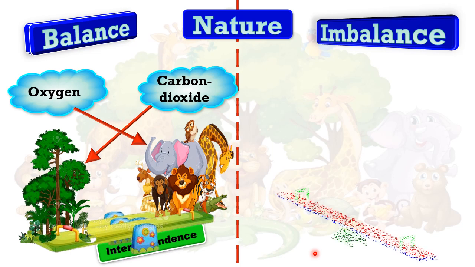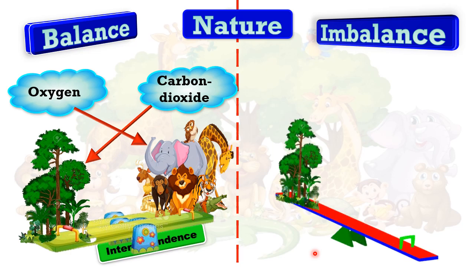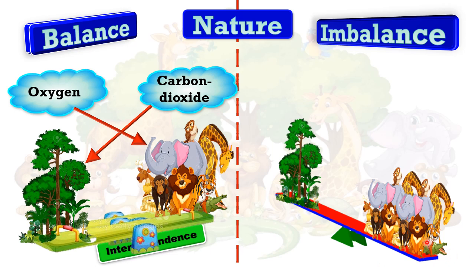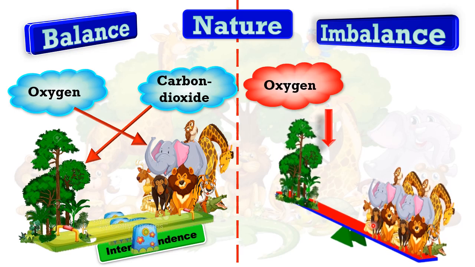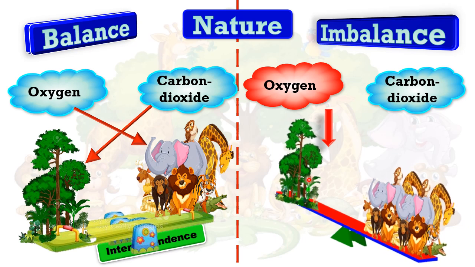Now, children, think what will happen when the number of plants decreases and the number of animals increases. Again, this is a reason of imbalance in nature. Because in this situation, the level of oxygen will go down and the level of carbon dioxide will go high. And animals will not get proper food to eat and oxygen to breathe. And this situation will create imbalance in nature.